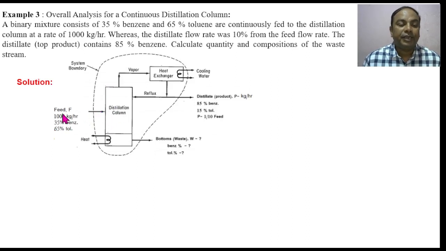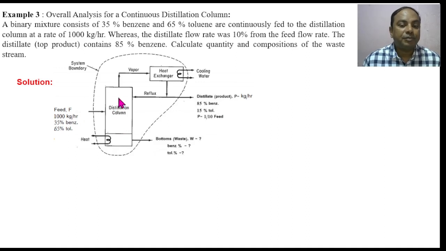Here this is a distillation column. The feed material is indicated by F, the notation we have taken for the feed material, which is 1000 kg per hour entering the distillation column. This feed consists of 35% benzene and 65% toluene, as given in the data. Whenever we perform a distillation, there is an upstream as well as a downstream. The downstream is the content that remains in the distillation column.